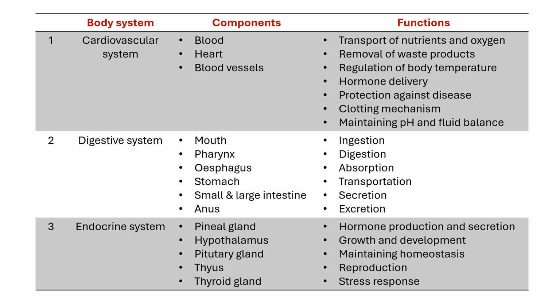Next is stress response. Endocrine glands release hormones like adrenaline and cortisol. These hormones help the body to respond to stress. One more function is control of sleep-wake cycle. The pineal gland secretes melatonin hormone. This hormone regulates the sleep patterns.